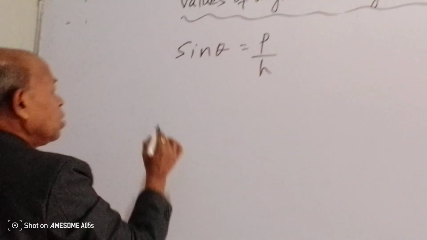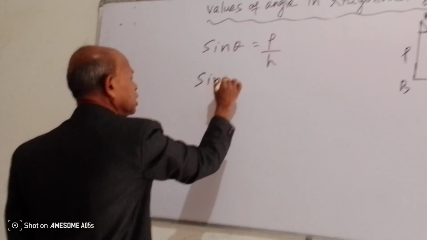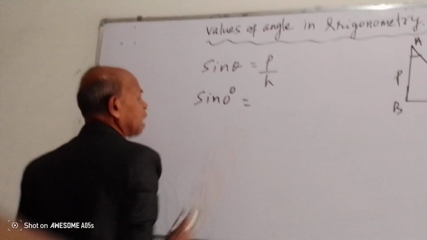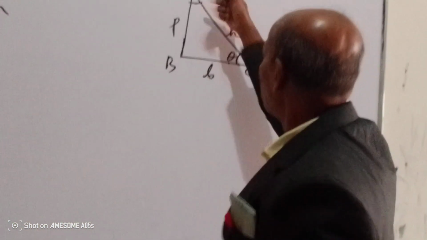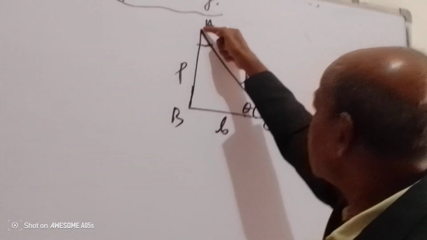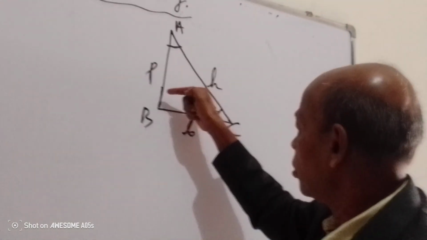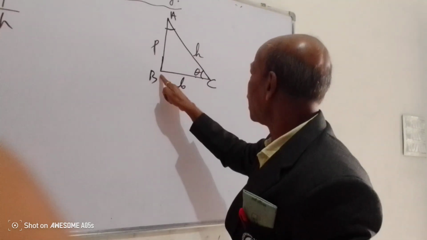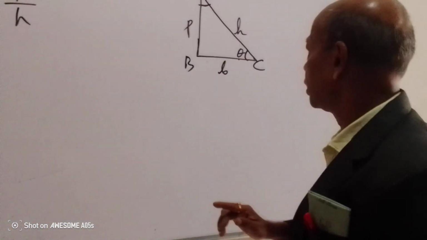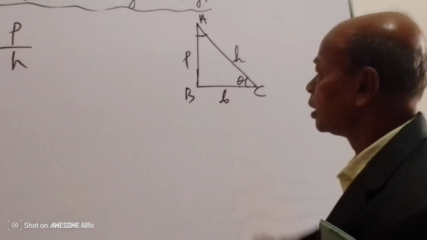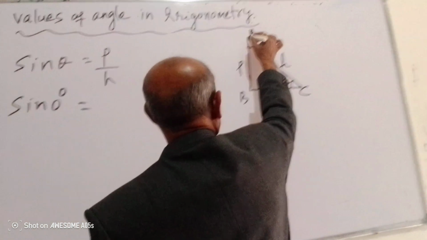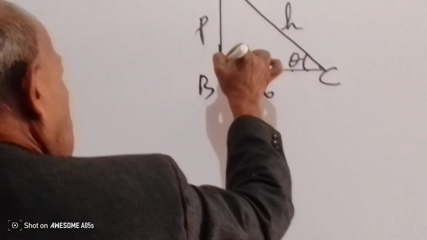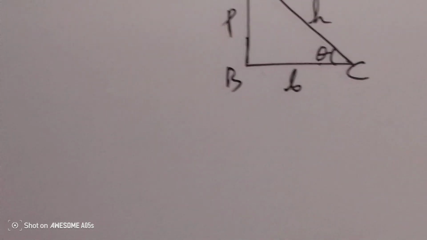Now, we are interested to find sin 0 degree. Now, we will see when your theta will become 0. When theta becomes 0, this vertex will come down and meet at the point B. Then your P will become 0. Suppose it gradually comes down, down, down and finally it meets point B.